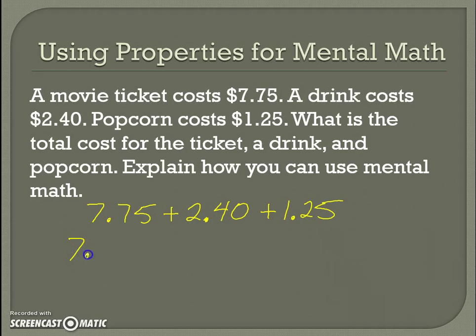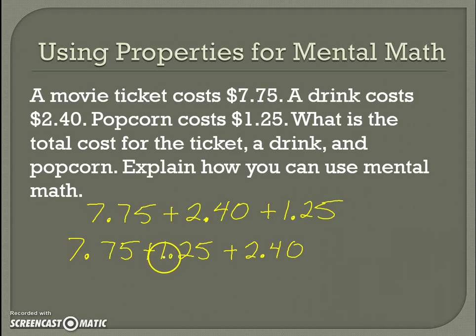Anyway, here we have $7.75, and I could rearrange the order of this problem because of the commutative property to make it a little bit easier on myself. Hopefully you've already realized that $7.75 and $1.25 kind of complement each other. They add together easily. 75 and 25 will make it an even dollar amount. So you could rearrange this.